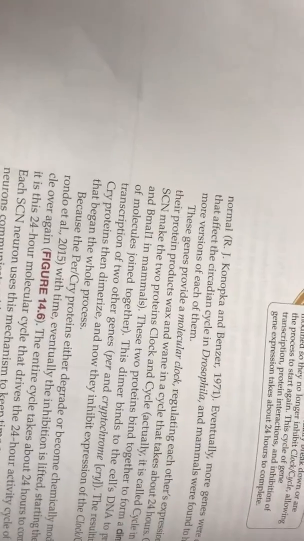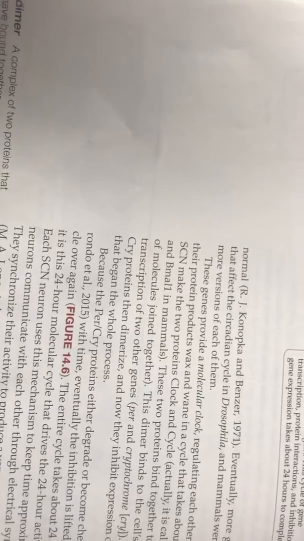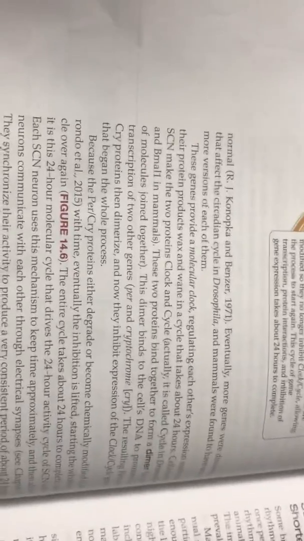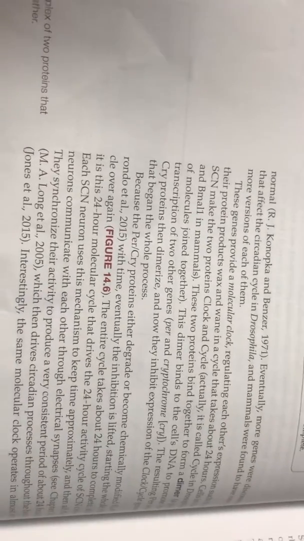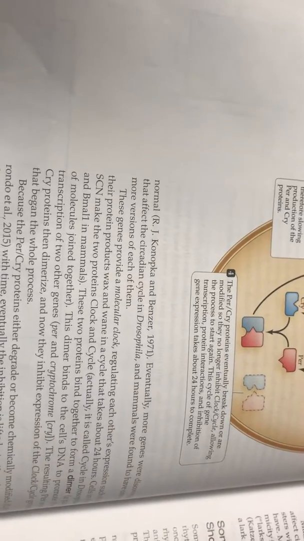The PER-CRY proteins degrade or become chemically modified with time, lifting the inhibition and starting the whole cycle over again. The cycle takes about 24 hours to complete, and it drives the 24-hour activity cycle of SCN cells. This is how time is kept in the body and how circadian processes are driven.